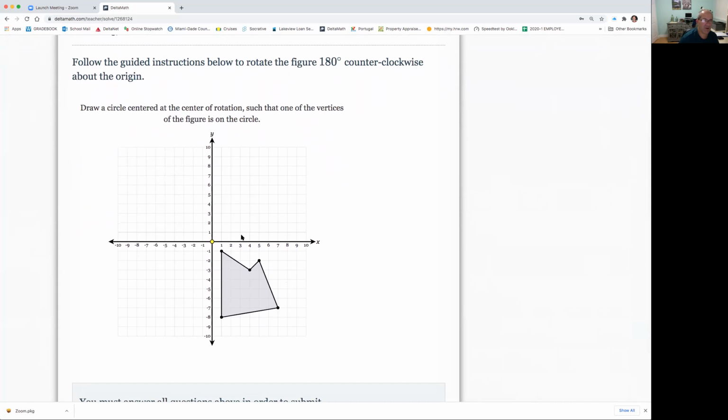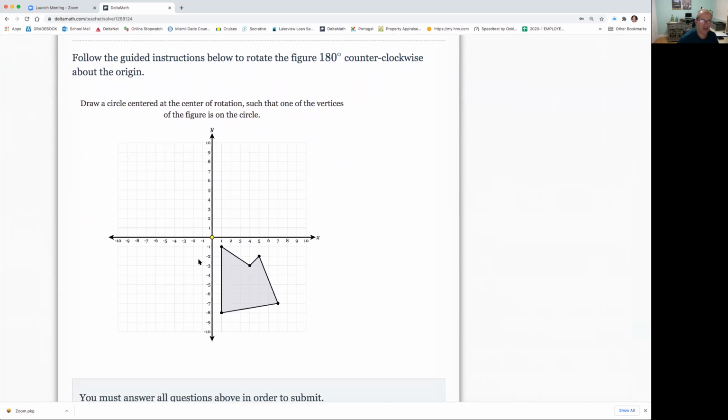So step number one, draw a circle centered on the center of rotation, the yellow one, in a way that it goes through any of the vertices. So any vertex is good. Let's say, for example, let's take this one right here. So I took this one down on the left. Now, draw a line through the yellow center and the vertex. So from the yellow center through the vertex.